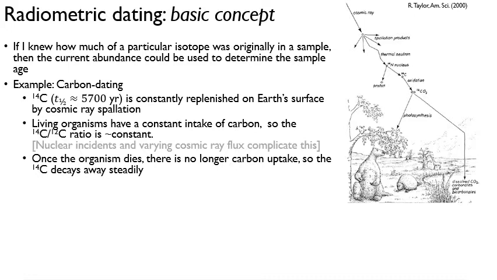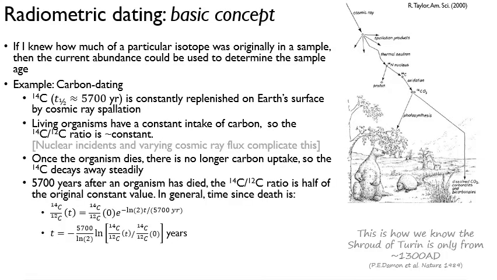Once an organism dies, it's not uptaking any new carbon anymore. It's basically exited out of the carbon cycle. And so that carbon-14 is then going to decay away steadily. If we look one half-life after an organism has died, where the carbon-14 half-life is 5,700 years, then the carbon-14 to carbon-12 ratio is half of the original constant value.